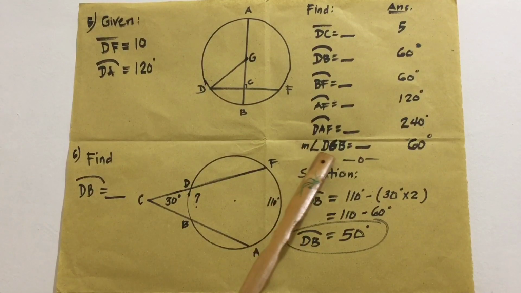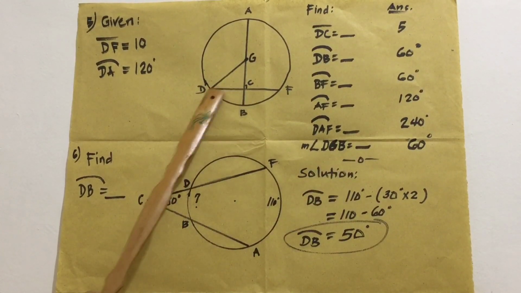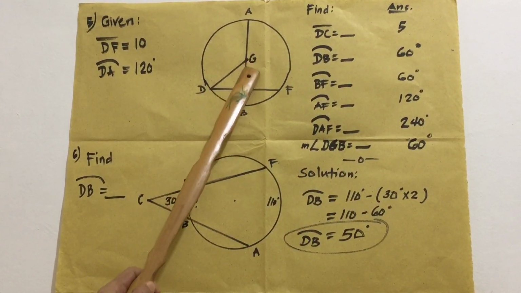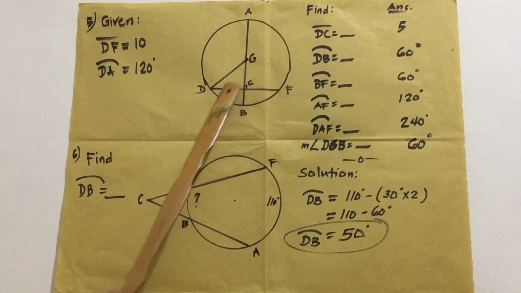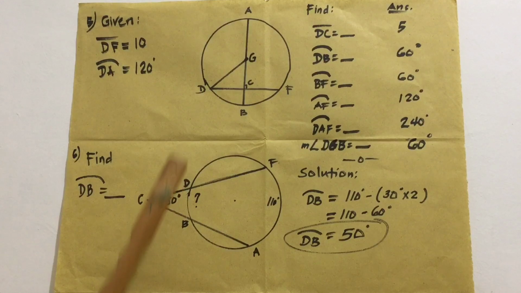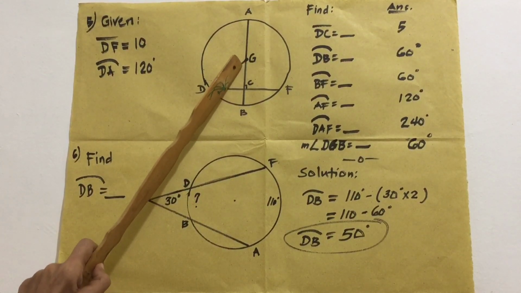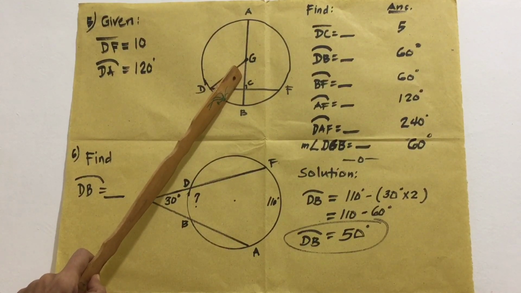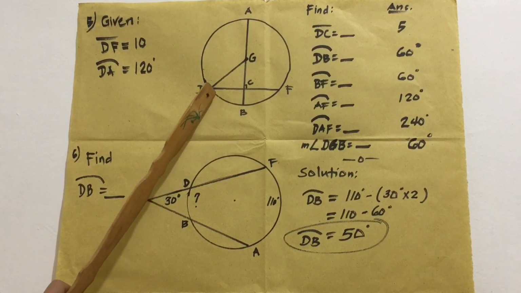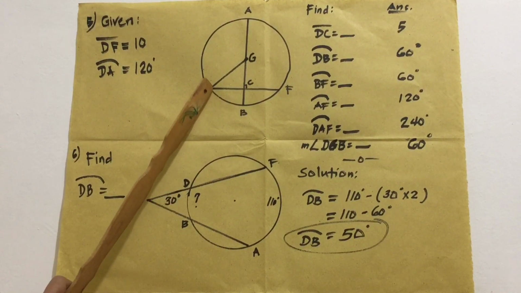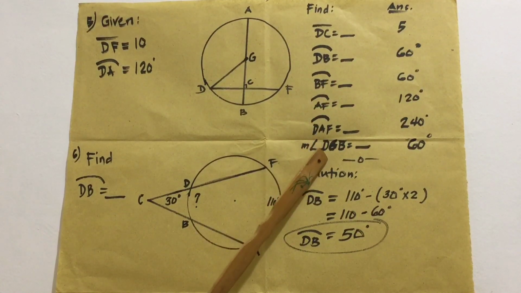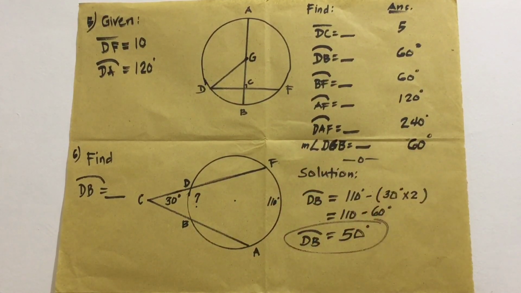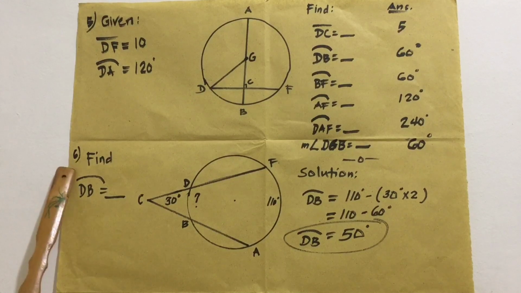Next, measure of angle DGB. So DGB, this angle, the vertex of this angle is at the center, so this is called the central angle. So the measure of a central angle is equivalent to the measure of the arc. So the arc DB we have 60 degrees, so therefore the measure of angle DGB equals 60 degrees.